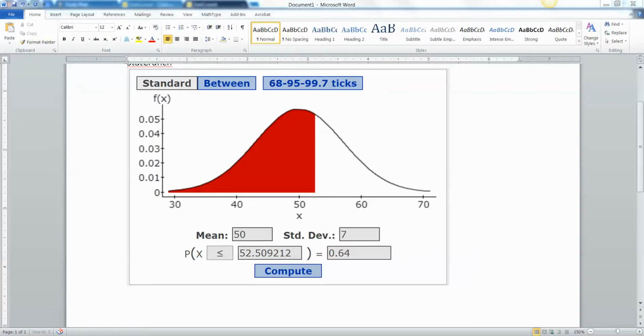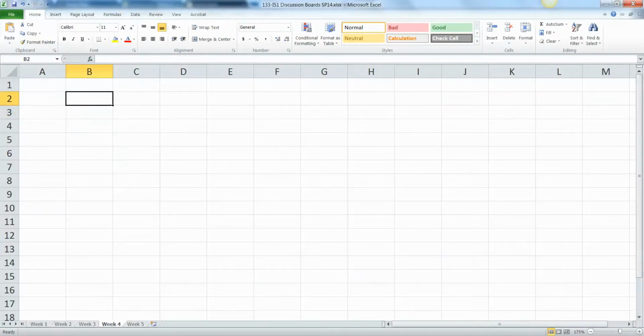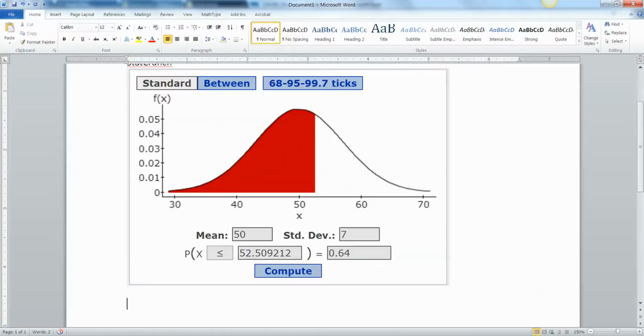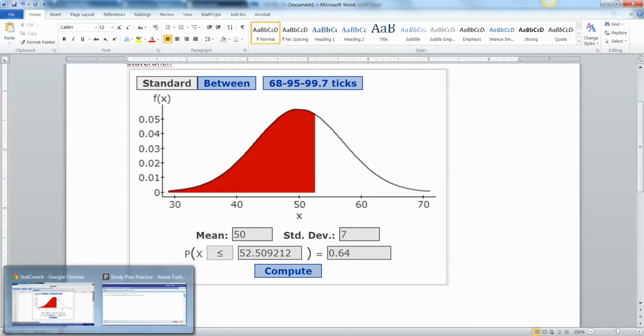Let's do Excel next. To do it in Excel, you just have to envision the picture that you just saw. What you need is norm.inv, and then it wants the probability. Remember, this always wants a left tail probability. In your case, that's perfect because that's what you've got, 0.64. That is the area in the left tail. From the tail on up, all the way to the left side of this vertical line, that makes 0.64.